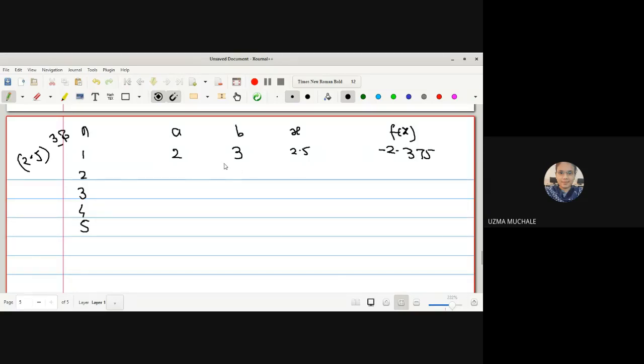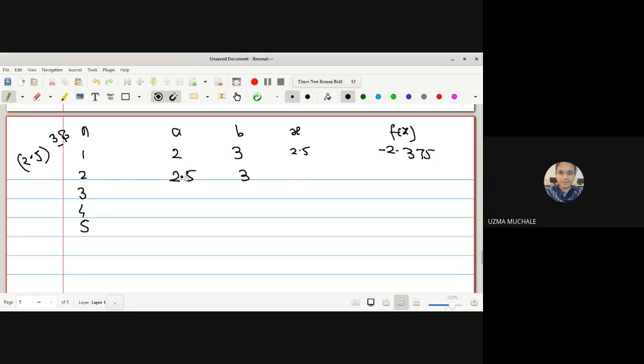Okay. Next, what do we have to choose now? We have to check the values of f of a naught into f of x1. What is the value of f of 2? F of 2 is negative. And what is the value of f of x1? This is also negative, right? If both are negative, what will be the next interval? It is x1 to b naught, so this is 2.5 to 3. Both are negative, the resultant is positive.